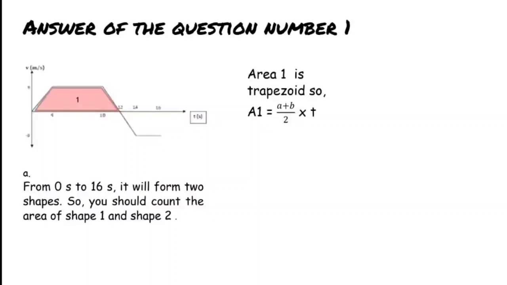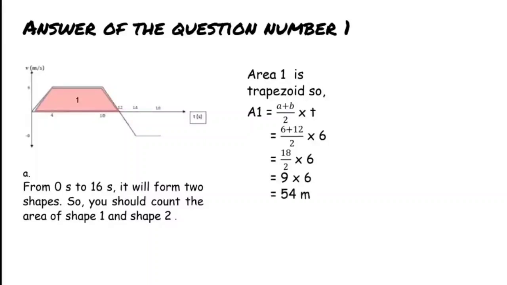So the area 1, write the formula of trapezoid. A plus B over 2 times the height. A is 6 and then B is 12 over 2 times 6 as the height. And then 18 over 2 times 6. So 9 times 6. The result is 54 meters.